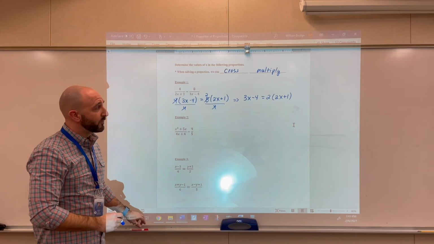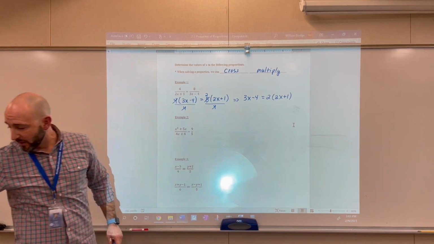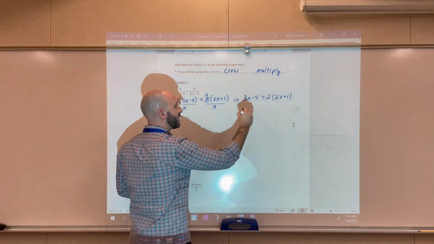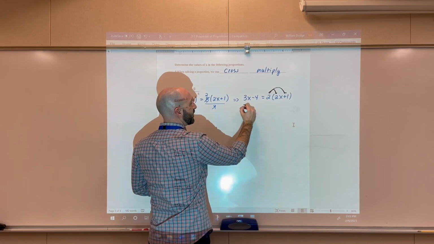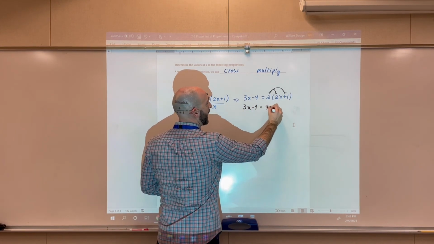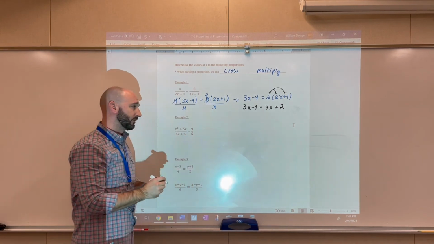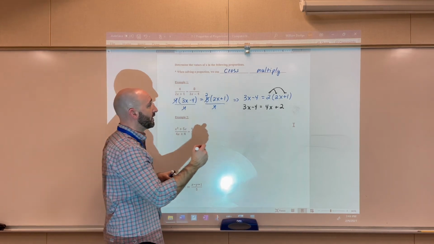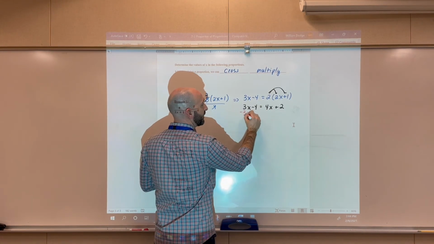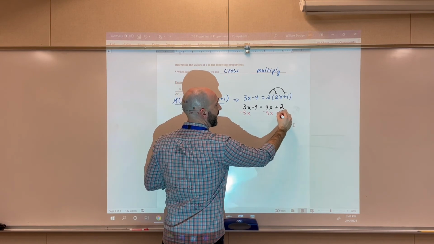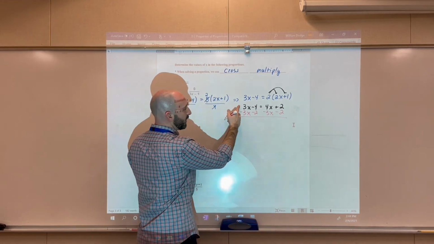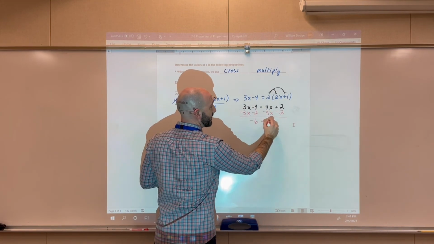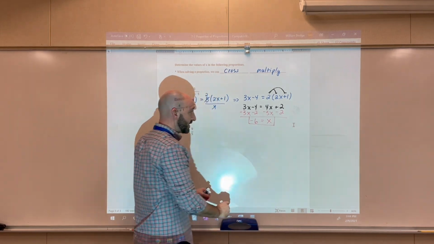All right, so the left-hand side, we really can't simplify any further. However, on the right-hand side, we can simplify that. So we're going to distribute, and we're going to get 3x minus 4 equals 4x plus 2. So now, again, it's just a matter of working out the equation here. So I'm going to subtract 3x from both sides. I'm also going to subtract 2 from both sides at this point. 3x minus 3x is 0. Negative 4 minus 2 is negative 6. 4x minus 3x is x. So x equals negative 6.